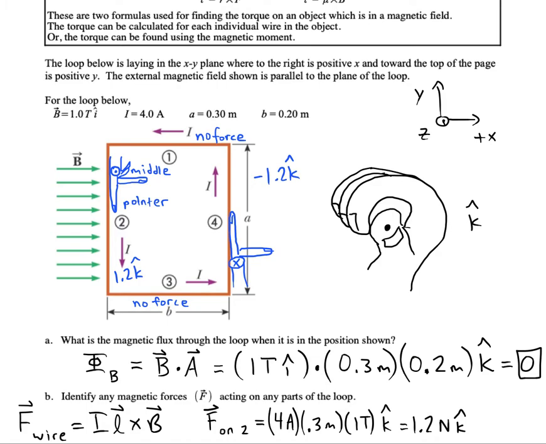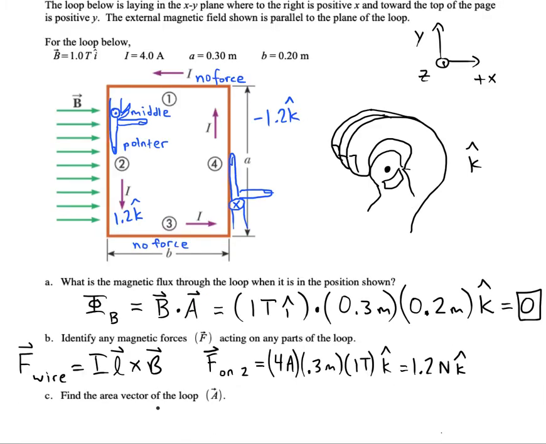This is going to make our loop want to spin. It's going to create a torque on the loop. So the area vector of the loop, we actually already kind of found that. It's just going to be the length times the width. And then you just have to give a direction to it, positive k-hat. So 0.06 meters squared k-hat looks like.